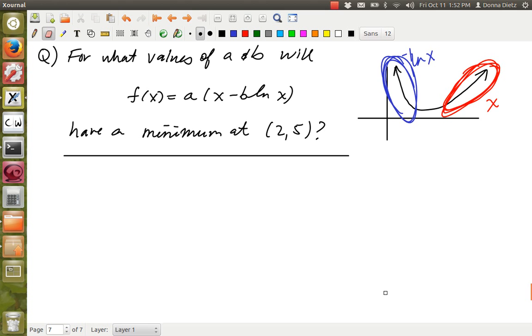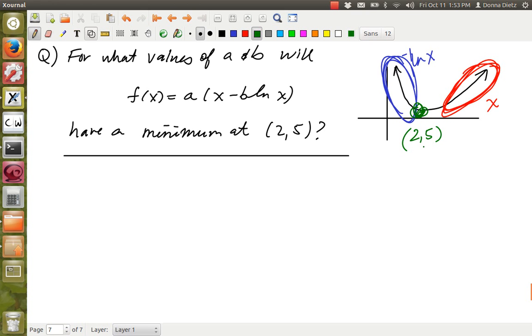And what those two things are doing is they're fighting, okay? And so this b here is going to stretch that natural log of x arm over here. You see? And that's what it's doing. And so it's going to make some kind of adjustment. It's going to essentially adjust what's going on down here. So we want to know how we can adjust A and B so that we can force this minimum point to occur at (2, 5). That's what we're trying to do.